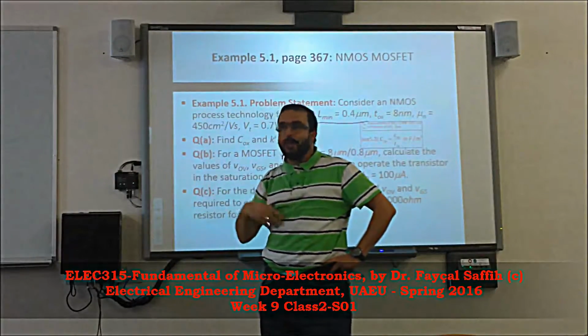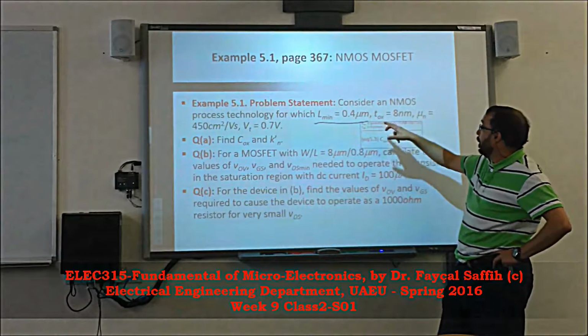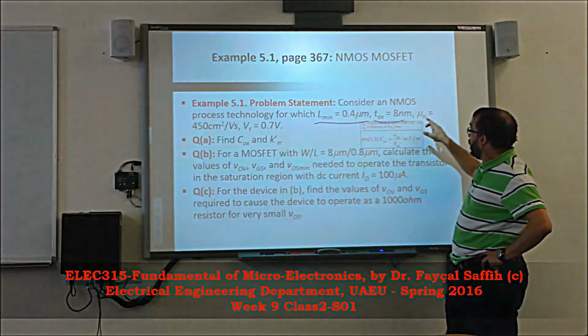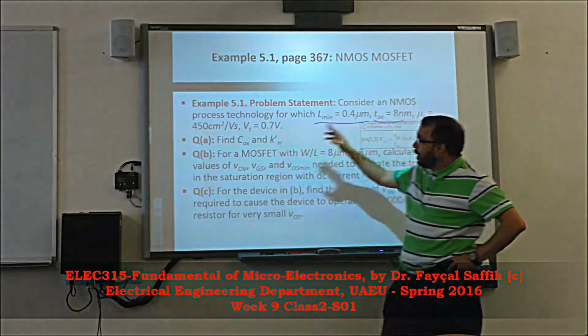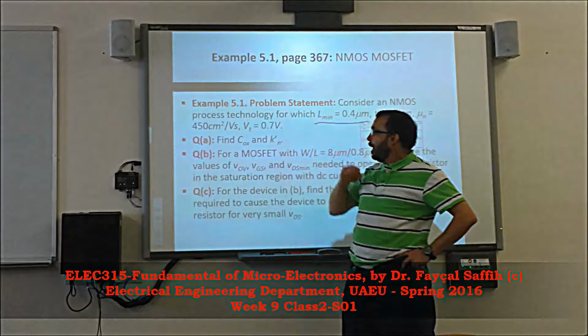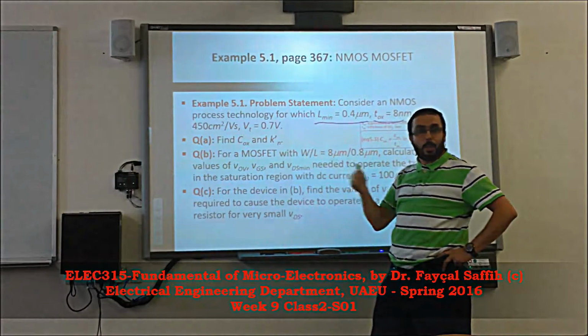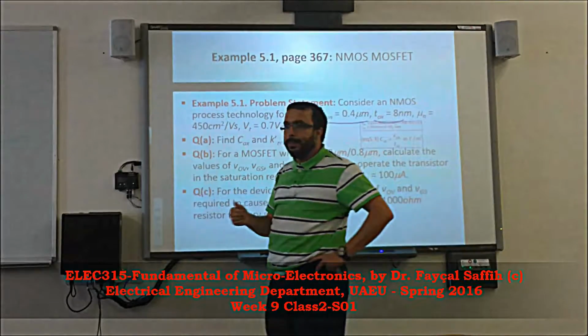If the length shrinks further, we can even integrate more. So that's the naming of the technology. Okay, good. TOX, we know what TOX is. It has 8 nanometer. Mobility is given. Good. Now the question: find COX and Kn prime. How did we find it? Quickly, we go on the fly.